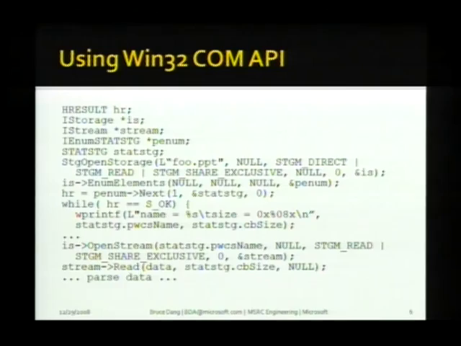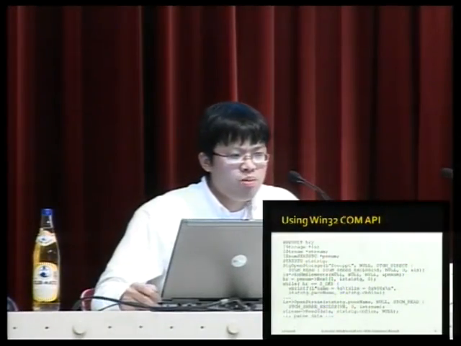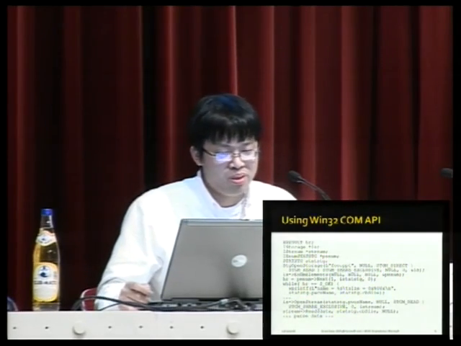Basically all you do is call a function like StgOpenStorage and pass a file name. Then you tell it what mode you want to read it in, like read or write. Then you enumerate all the storages and streams, go through them, and read them. This is very similar to Unix, where you have open, read, and so on. It's the same thing, except it's in Windows.